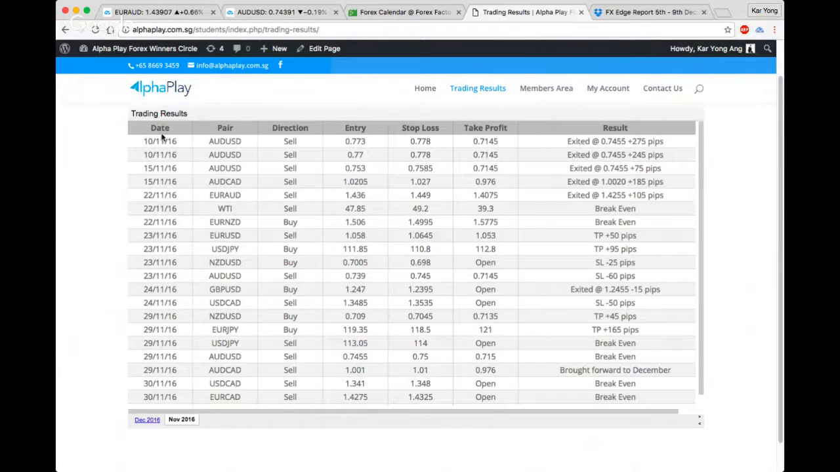Right, so we started tracking this strategy and this methodology since the 10th of November. So it's about 3 weeks into November. These are the trades that we took.